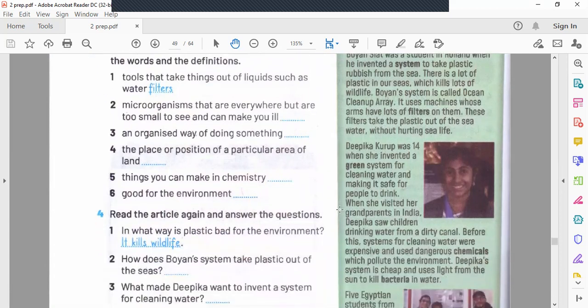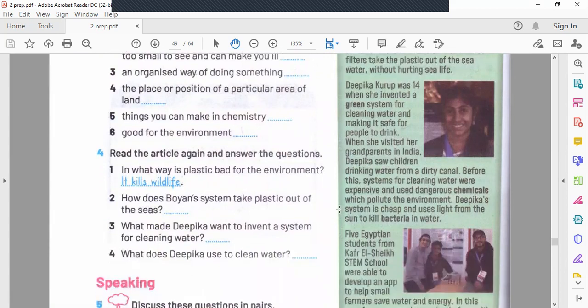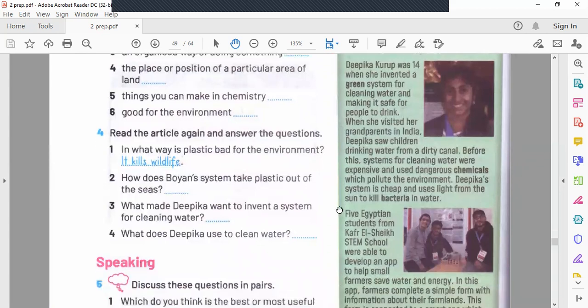Deepika Kerr was 14 when she invented a green system for cleaning water and making it safe for people to drink. When she visited her grandparents in India, Deepika saw children drinking water from dirty canals. Before this, systems for cleaning water were expensive and used dangerous chemicals, which pollute the environment. Deepika's system is clean and uses light from the sun to kill bacteria in water.